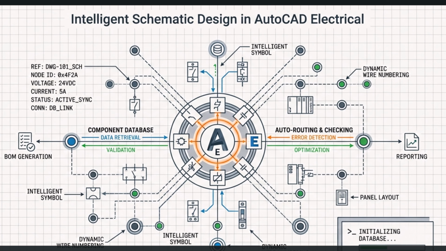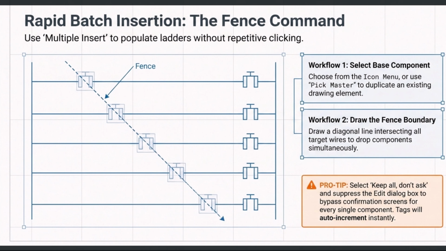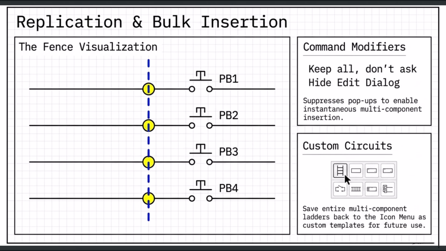And speaking of pro workflows, you can also save custom circuits to the icon menu for future reuse. So you're building out your own customized quick access library. Exactly. And if you need to rapidly insert multiple components, you just draw a fence line across the wires and choose Keep All, Don't Ask to bypass all those repetitive dialog boxes.